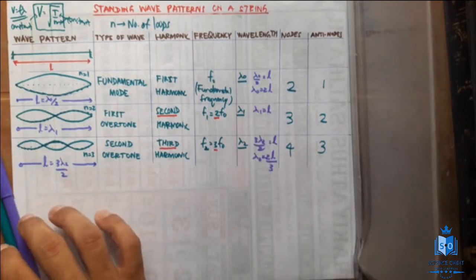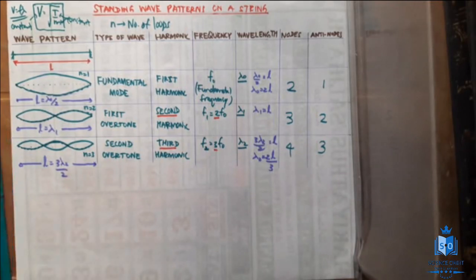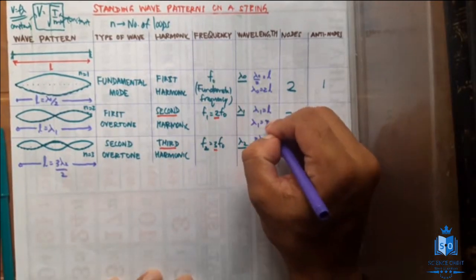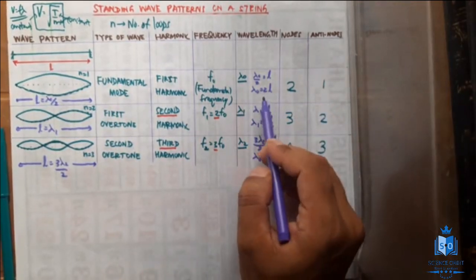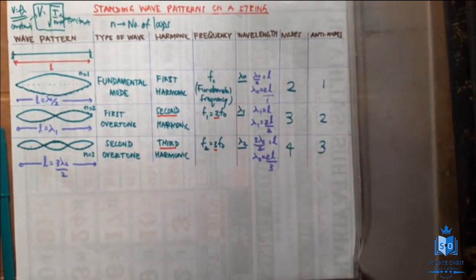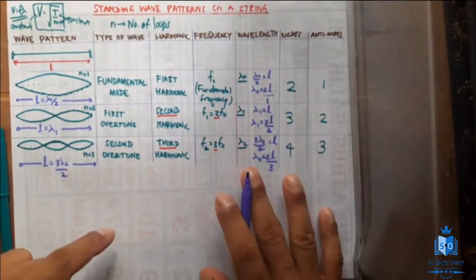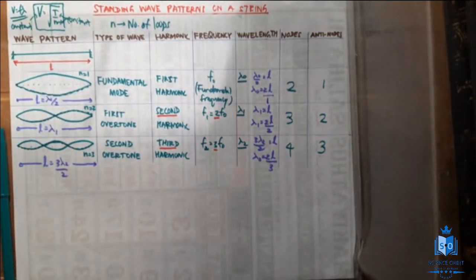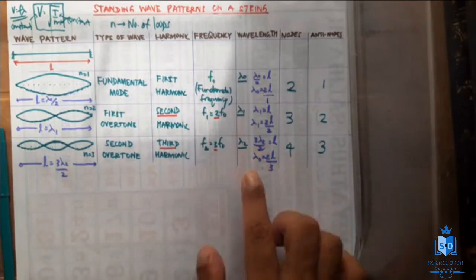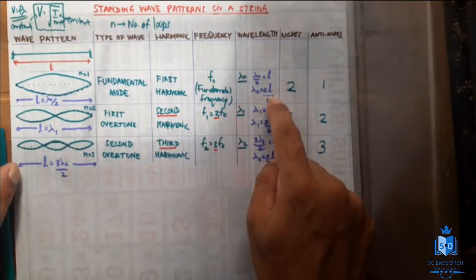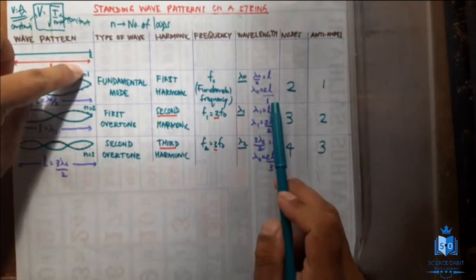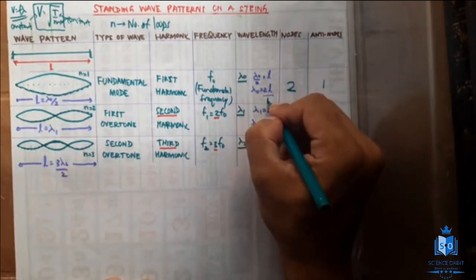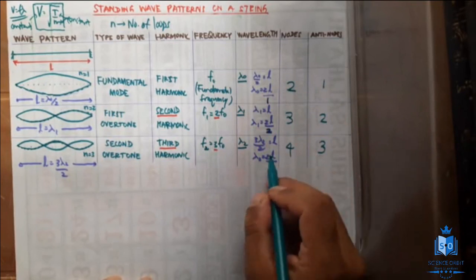Now, there is an important part I am going to write, see if you can understand. Lambda 1 can be written as 2L over 2, and lambda naught can be written as 2L over 1. There is a reason behind that, I will explain that now. What is happening here? If you compare these 1, 2 and 3, that is actually the number of loops. So, this 1, this 2 and this 3 are the number of loops.